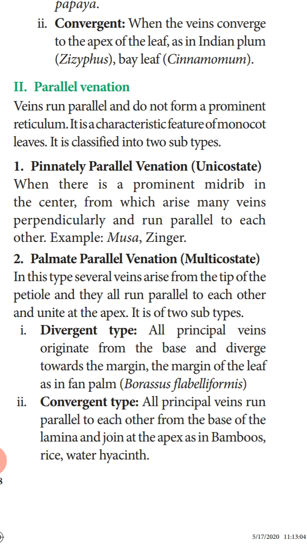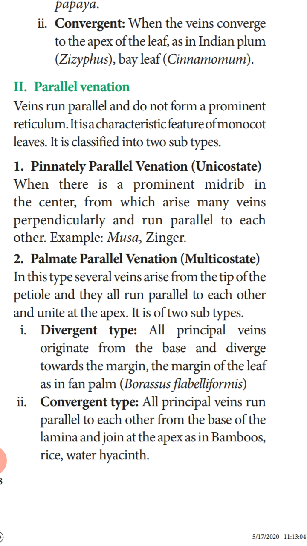Now parallel venation is also of two types. They are pinnately parallel venation and palmately parallel venation. Pinnately parallel venation is called unicostate, palmately parallel venation multicostate. Now, when there is a prominent midrib in the center from which arise many veins perpendicular and run parallel to each other, examples are Musa, ginger.